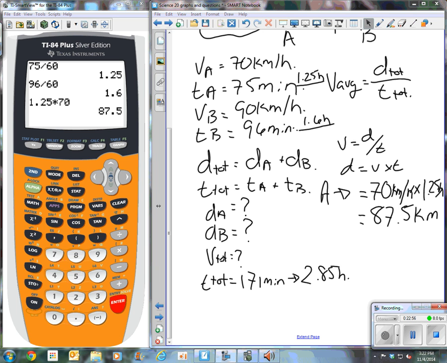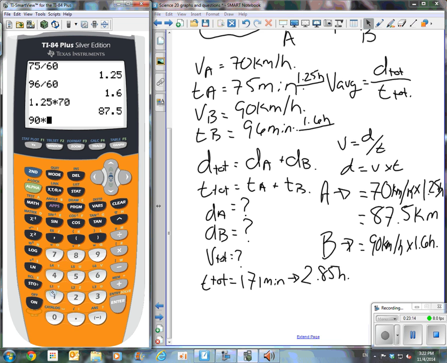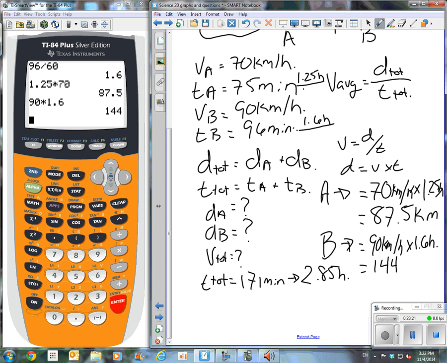Now we're going to look at the second section of our trip here, portion B. In portion B, I'm traveling 90 kilometers per hour, and I am doing that for 1.6 hours. So go back to my calculator here, 90 times 1.6, and I traveled 144 kilometers in that time. So my distance of A is 87.5 kilometers. My distance of B is 144 kilometers.